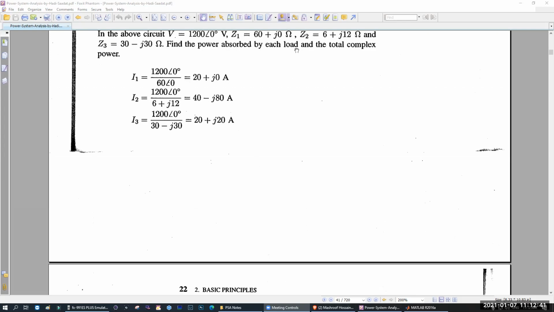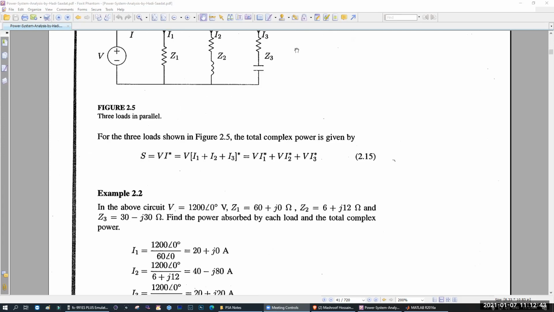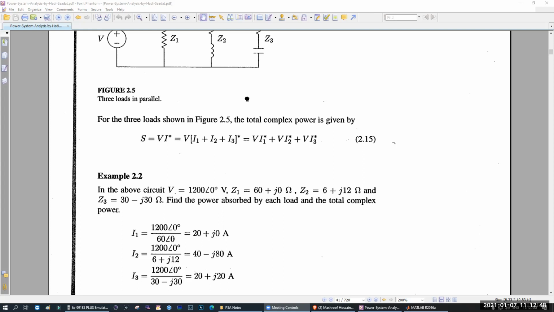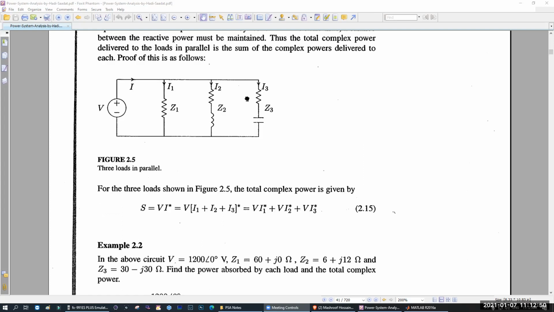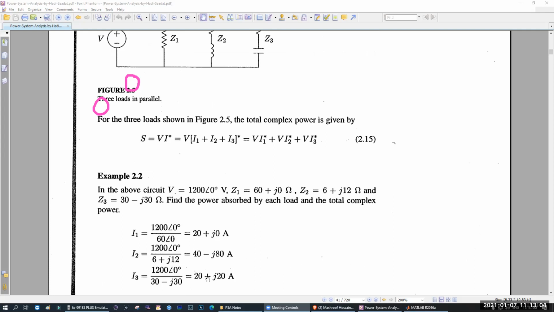Another method is you find the complex power, which means using your total I and total V. What is your total I? I is equal to I1 plus I2 plus I3, right? So if you add those I, that means these plus these plus these, what is your result? 20 plus 40 plus 20, that means 80.